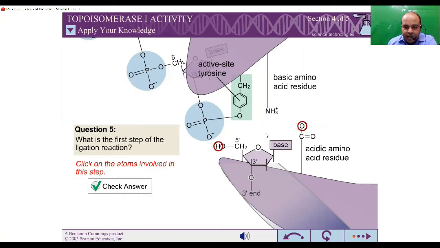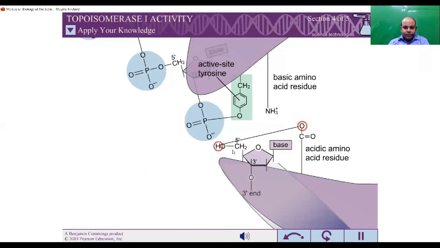This hydroxyl group and this carboxyl group are going to react with each other. When the proton is abstracted by the acidic amino acid residue, the alkoxide ion produced will attack the innermost phosphate, and this will create the reaction. Correct. This is how the abstraction of the proton takes place. Oxyanion is produced, and the oxyanion will make the reaction take place.